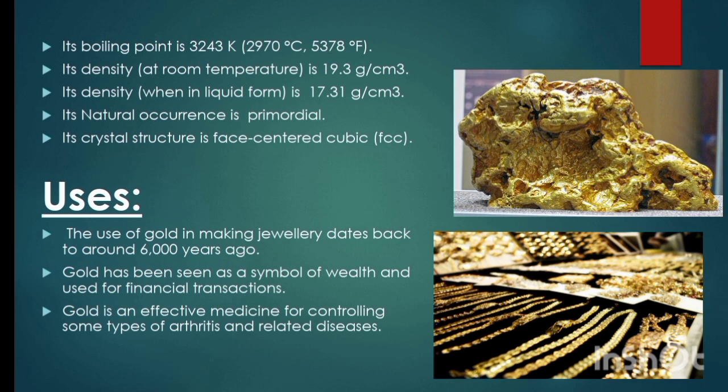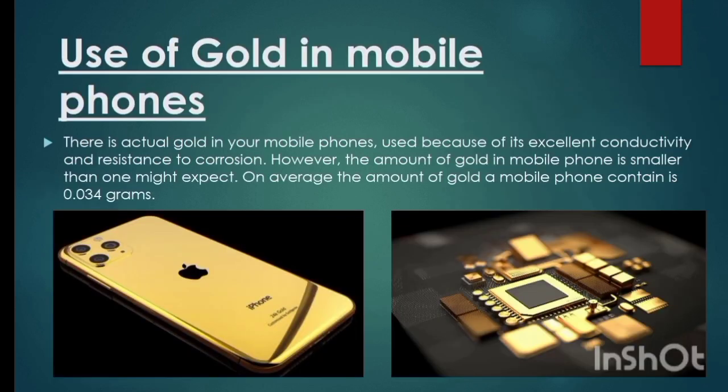Uses of gold. The use of gold in making jewelry dates back to around 6,000 years ago. We all know that gold is used in jewelry. Gold has been used as a symbol of wealth and used for financial transactions in the past. Gold is an effective medicine for controlling some types of arthritis and related diseases, so it has biological uses too.